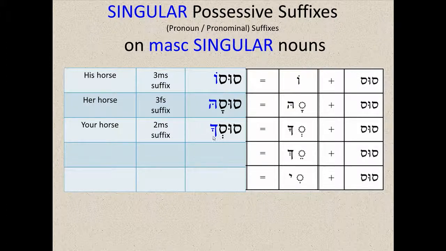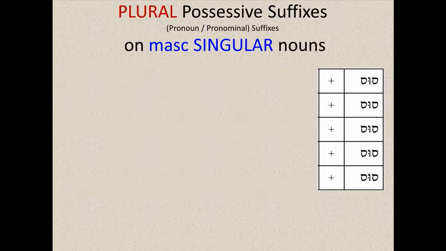So final kaf with the kamets inside. And you also have sus-ake. Also final kaf, but in this case you have the shva inside. So sus-ake, second feminine singular suffix, and you translate it the same way as the other second person, your horse. And then sus-e, first common singular suffix, is this yod, and it's translated my horse.